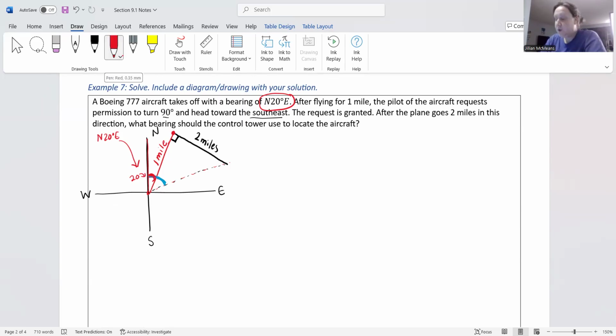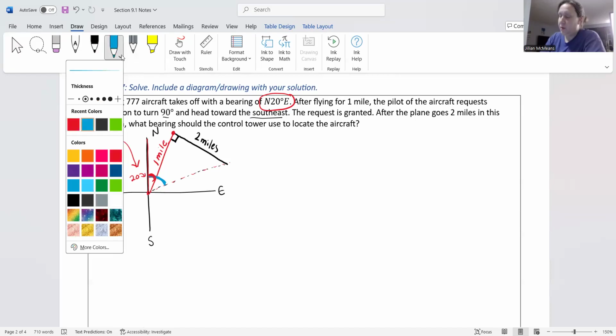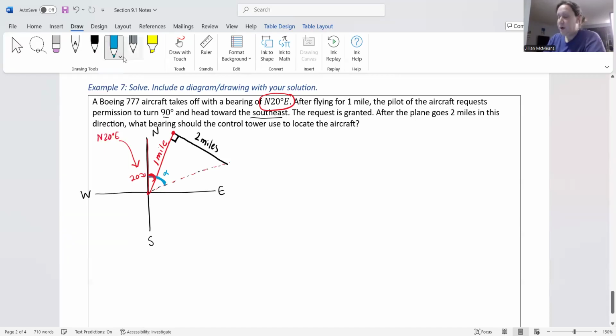Do we have enough information for that? Well, we have a right triangle. We know that because the pilot was going straight, in whatever direction, and then made a 90-degree turn. So we have a right triangle, and we have this angle right here in blue. Let's call it alpha. I don't care what we call it. If we're considering alpha, we have the side adjacent to alpha and the side opposite of alpha. So if we use tangent, we can find this angle.